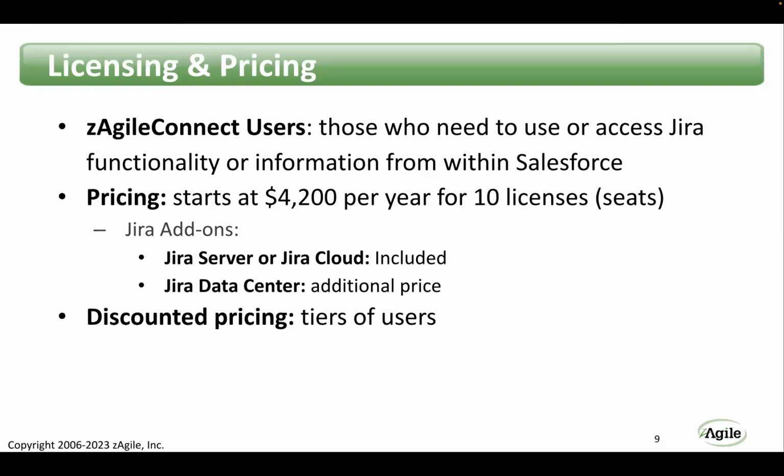The pricing starts at $4,200 per year for 10 licenses. A license is a seat, one user. We only offer annual subscriptions. And the Jira add-ons available, as Sanjeev mentioned and showed in the demo, Jira Server or Jira Cloud are included, and Jira Data Center would require an additional license price and add-on. Of course, that's just the starting price, $4,200 for 10 users. We do have tiered licensing discounts. If you get into a tier of 50 to 100 or 100 to 150 and so on, there will be incremental discounts that increase along the way for you.